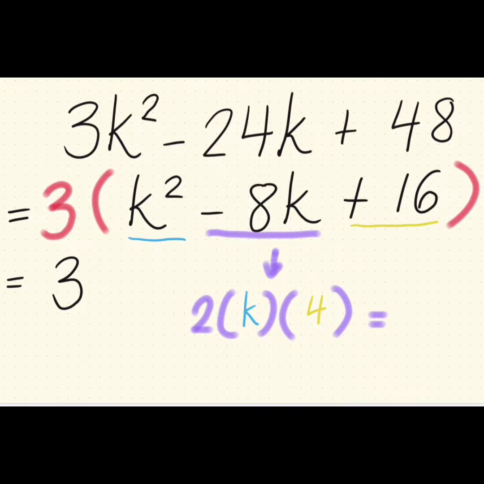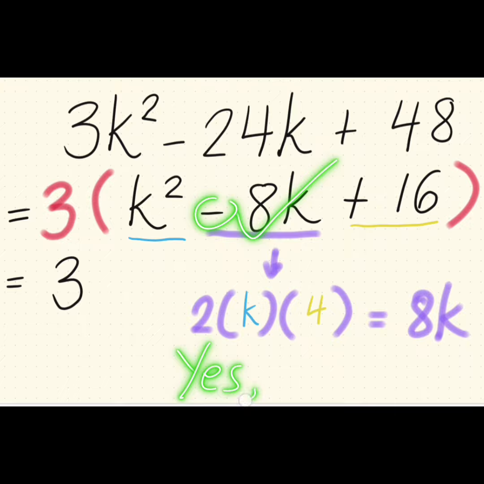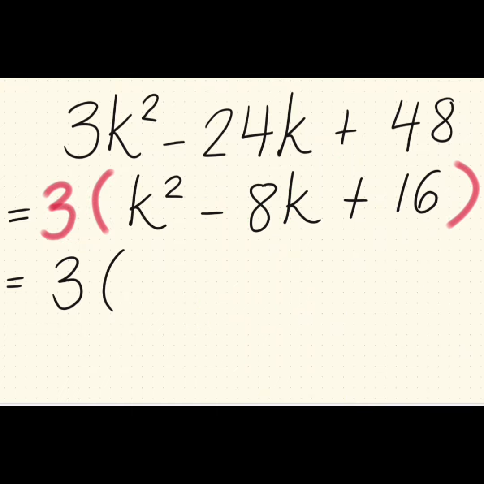In this case, we have 2 times k times 4 equals 8k. So yes, though the signs are different, the sign will be used later in the factors. Since this trinomial is a PST, let's use a shortcut in factoring this trinomial. The factors can be written as a square of a binomial.